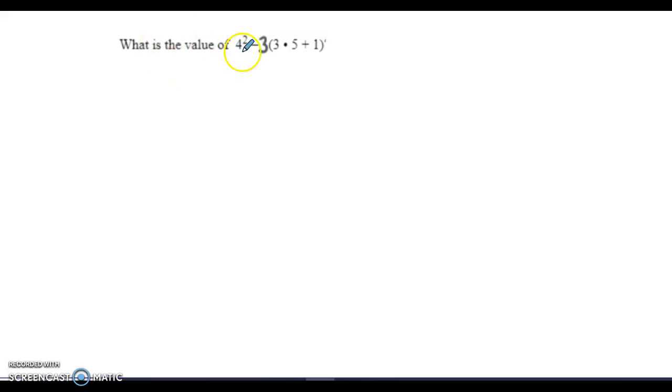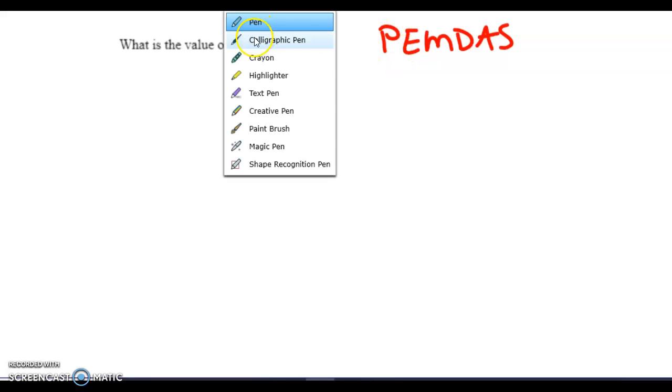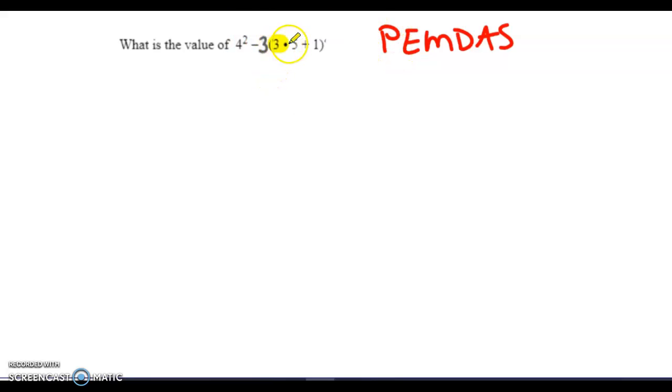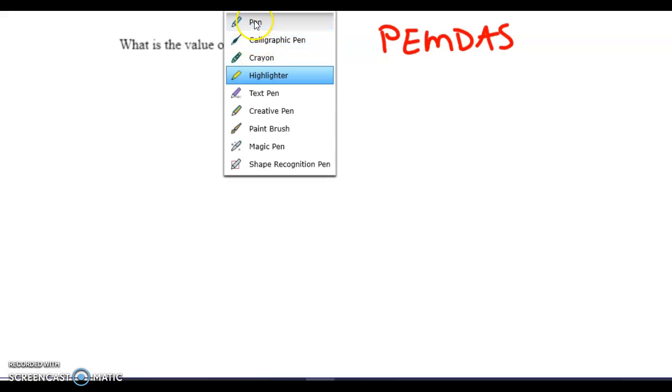What is the value of all of this? Now I am going to show you the order of operations, but remember, if you can type it in Desmos exactly how it looks, you should get the same answer. So let's do our order of operations. We have PEMDAS. The first thing we always take care of is our parentheses. So we do have a parentheses in this problem. So we need to take care of the inside of the parentheses first.